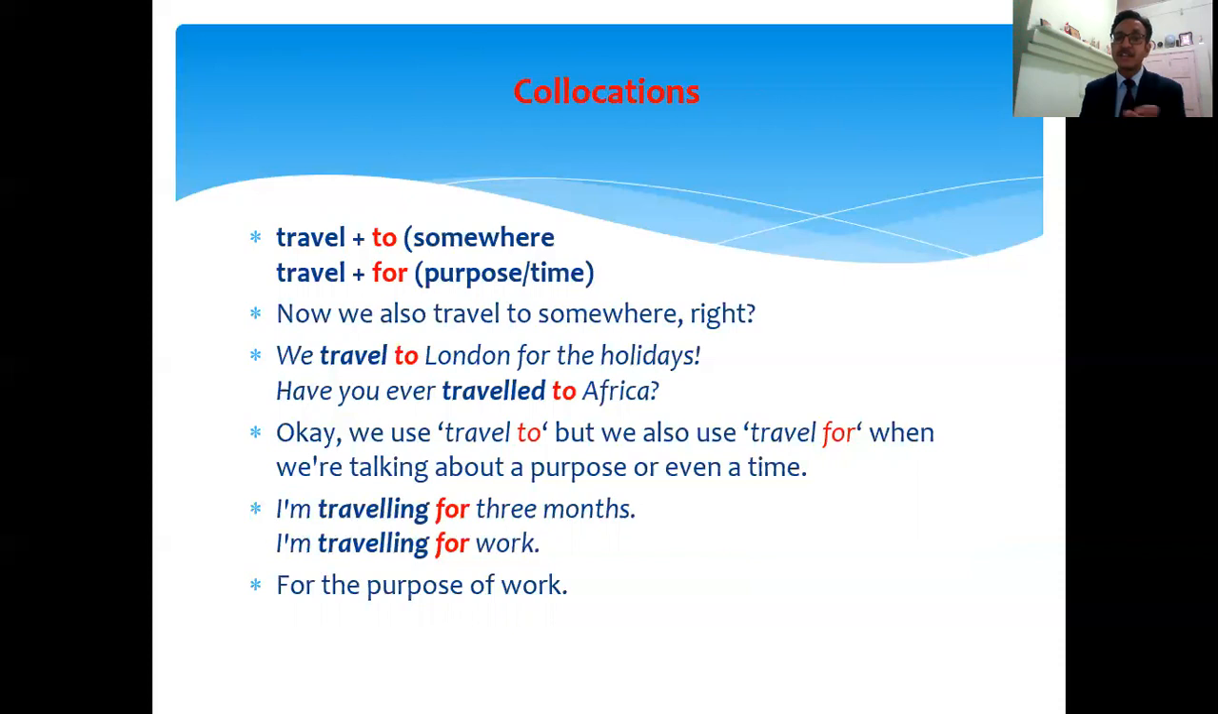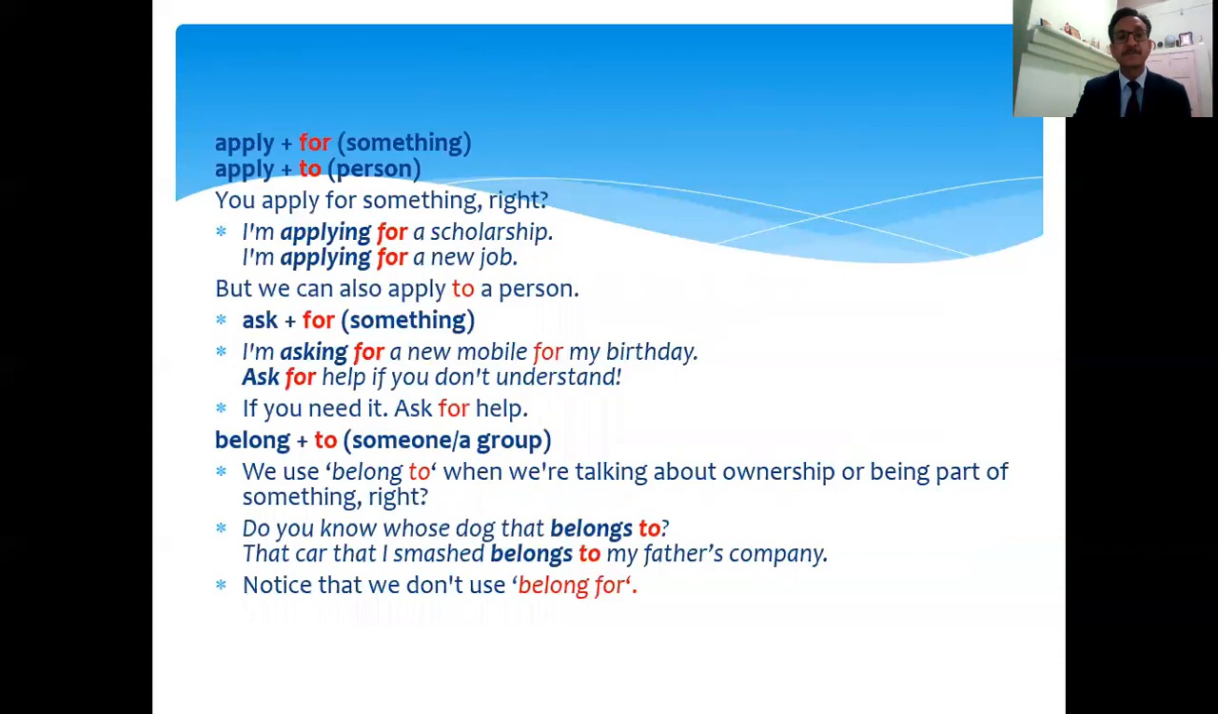Travel to somewhere, travel for a purpose or a time. Now you also travel to somewhere, right? So let's talk about how. We travel to London for the holidays. Have you ever traveled to Africa? So we use travel to, but we also use travel for when we are talking about the purpose or even a time. I'm traveling for 3 months. I'm traveling for work. See, 3 months is time, for work is for a job, for a purpose of work.